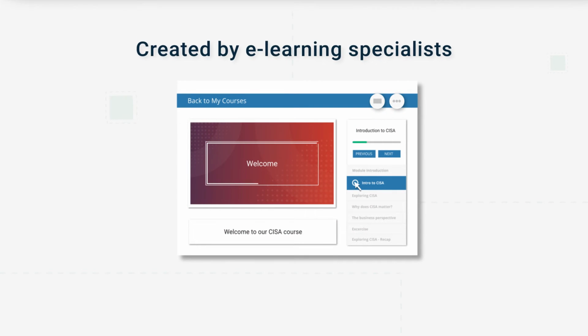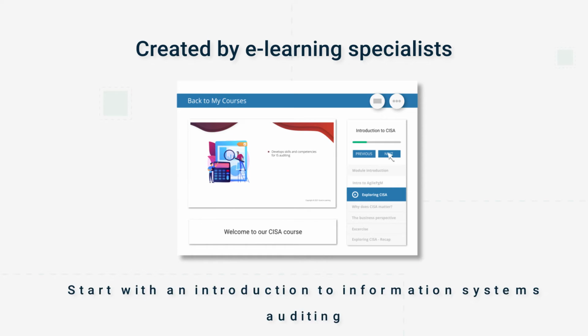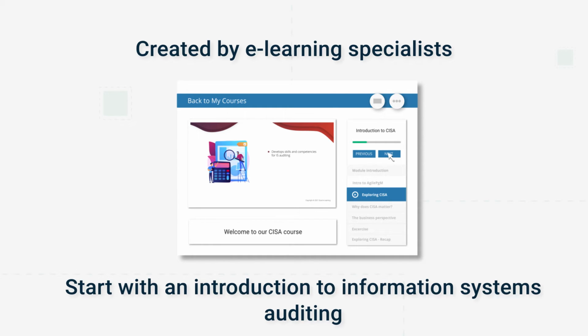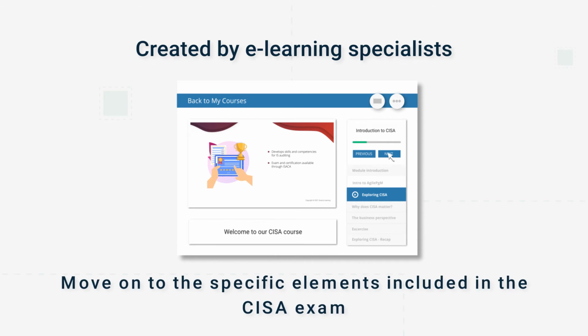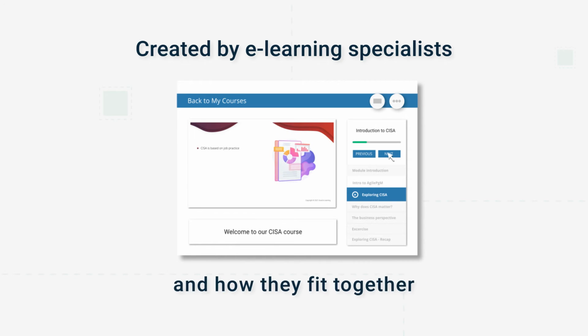Taught across 8 modules and created by e-learning specialists, this course will familiarize you with the CISA designation and everything it covers. You will start with an Introduction to Information Systems Auditing before moving on to the specific elements included in the CISA exam. You'll learn about the 5 job practice domains of CISA and how they fit together.